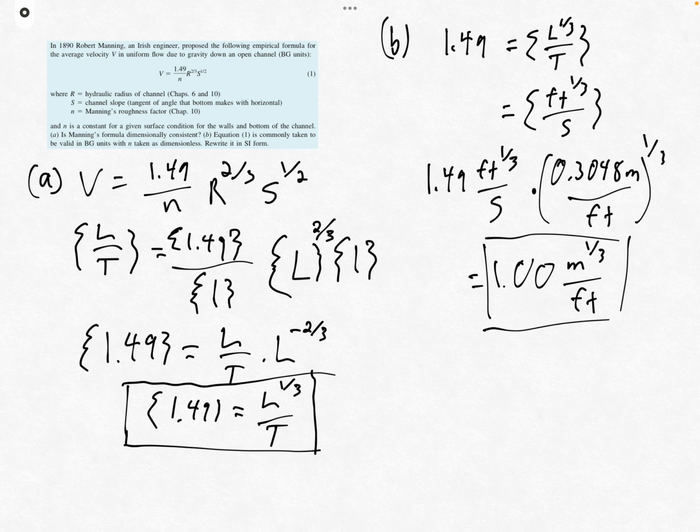A couple things to note here. This tells us that this expression was probably first derived in SI units. So initially, when this expression was derived in 1890, Robert Manning was probably working in meters to the 1/3 per second, not per foot. Got a little ahead of myself there. So this tells us that Robert Manning was probably working in SI units, or at least in meters and seconds, not feet, because that would then make this the natural choice.